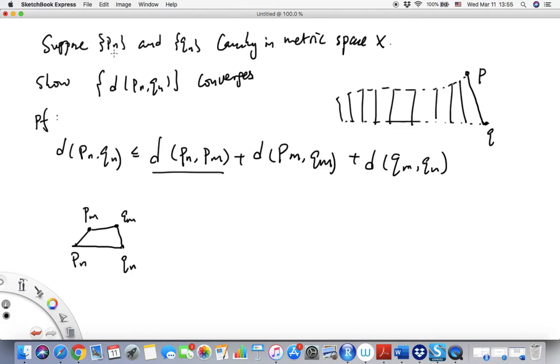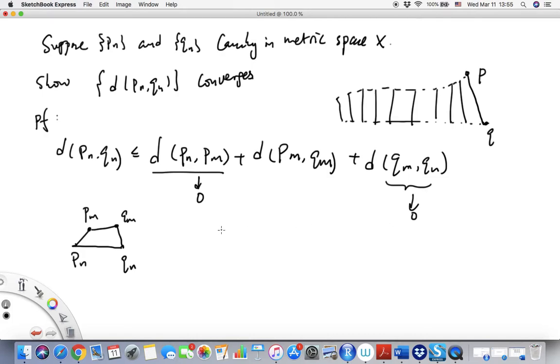Okay, so Pn is a Cauchy sequence, so this goes to 0, and this also goes to 0.